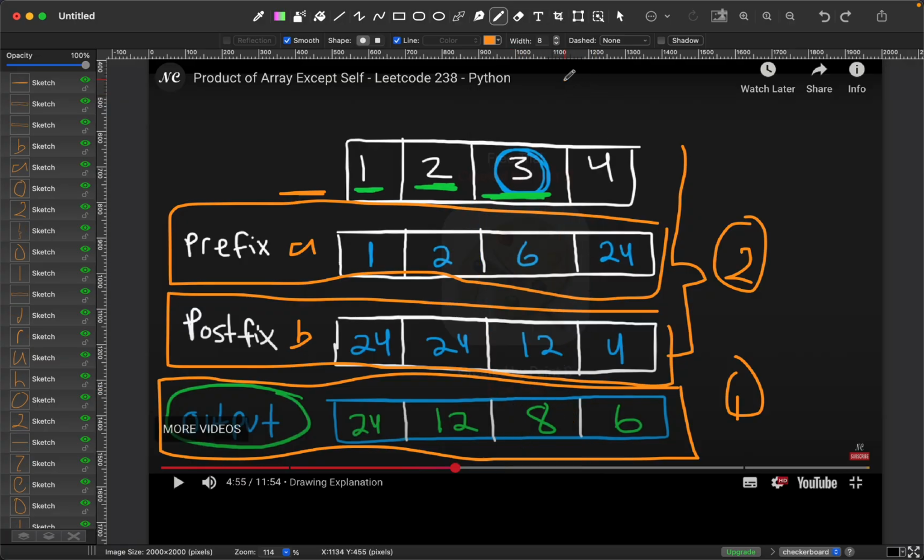And same for the number 4. You are multiplying everything outside of the 4. So 3 times 2, 6. 6 times 1 is still a 6. Therefore you have a 6 over here. And then you kind of rinse and repeat for every single thing.